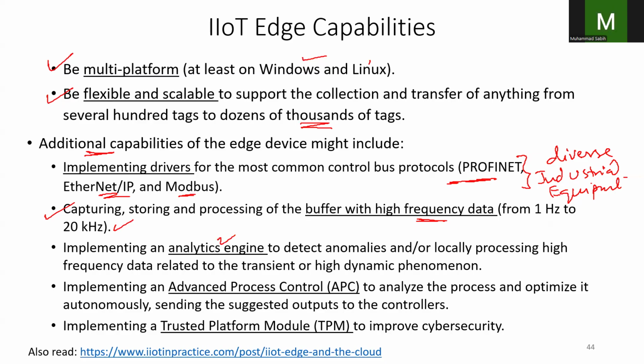So if we are able to add an analytical engine, this allows local AI to implement local detection, for example, or any other processing. This is a big plus these days. AI at the edge, we can say. So this allows the local detection of anomalies or real-time event processing without waiting for the cloud.